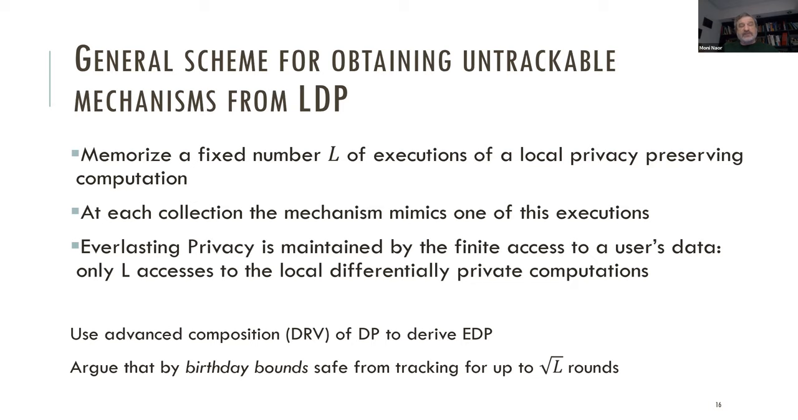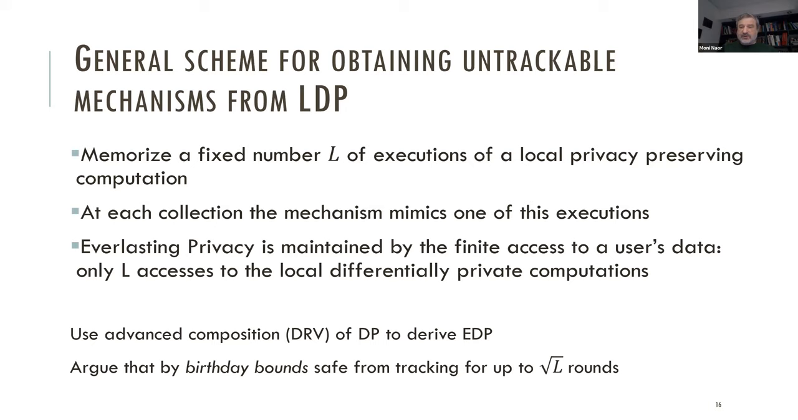Everlasting privacy is maintained by the finite access you have to a user's data. Even if you run it many, many times, you have only L different accesses to the locally differentially private computation. On the other end, using advanced composition, you can derive everlasting differential privacy. You can argue from birthday bounds that as long as the adversary witnesses fewer than square root of L rounds, he is not very likely to see the same execution twice. So tracking is going to be difficult for him because all he sees are independent differentially private executions. But of course, once you go over square root of L, he's very likely to see two such things and then all bets are off.